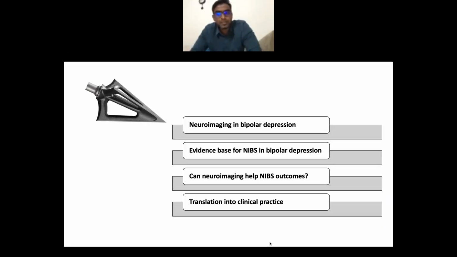So the basic heads in which I'll be covering this topic is, I'll start with various neuroimaging findings in depression and bipolar depression. Then I'll go into a few details about the current evidence base for non-invasive brain stimulation in bipolar depression. Then how neuroimaging can help non-invasive brain stimulation outcomes in bipolar depression. And finally, I'll talk a bit about how this translation from neuroimaging to brain stimulation to clinical practice can happen.